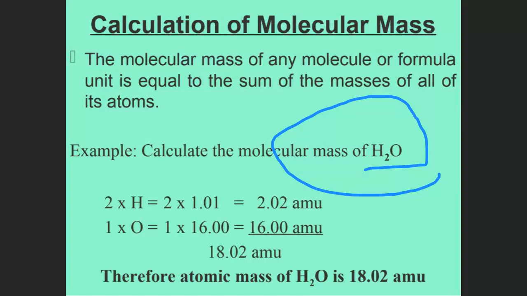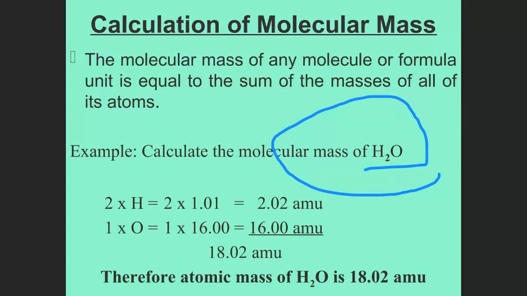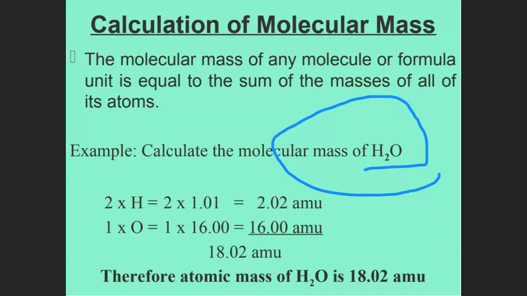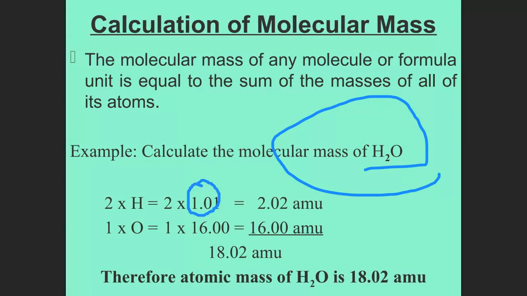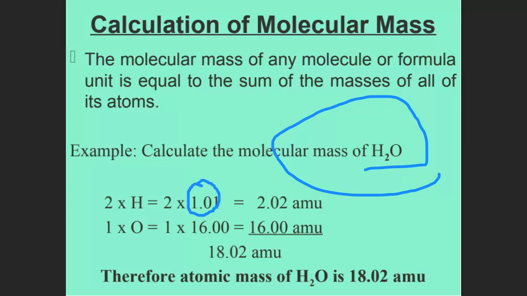So if we need to calculate the molecular mass, then what we have to do is find the mass of each atom, and we need to sum all the atomic masses in a molecule or compound. In that case, how many hydrogens do we have? We have 2 hydrogens, and we know the hydrogen mass is 1. This is an exception. So this is 2.02 AMU.